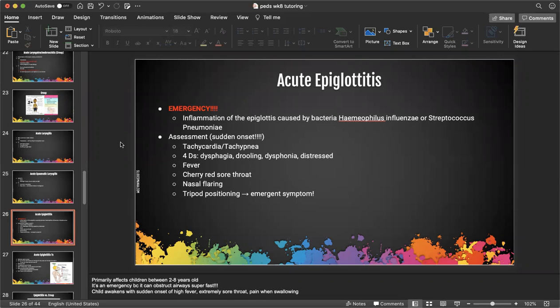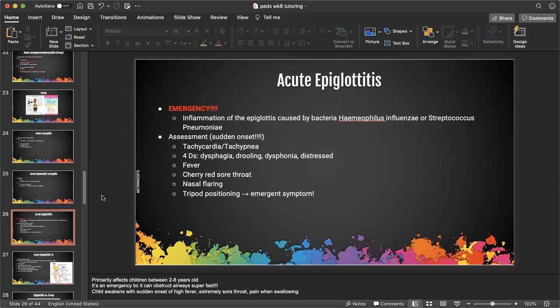They'll also have that cherry red sore throat, nasal flaring, and then if they're in the tripod position, that's an emergent symptom. So for acute epiglottitis, it primarily affects children between 2 and 8 years old, and it's considered an emergency because it can obstruct the airways really, really quickly.